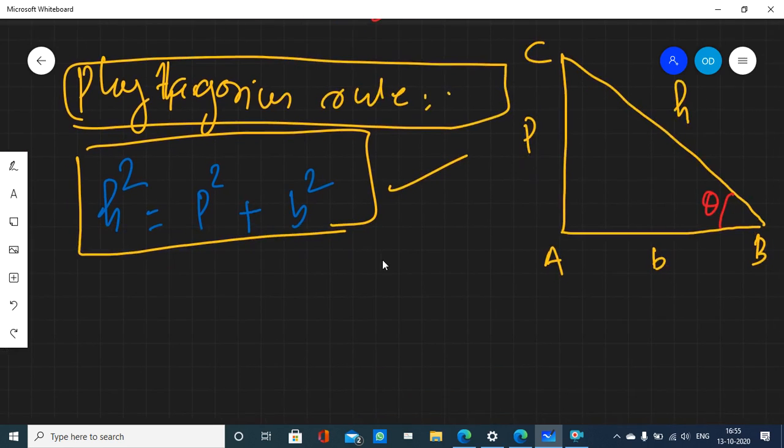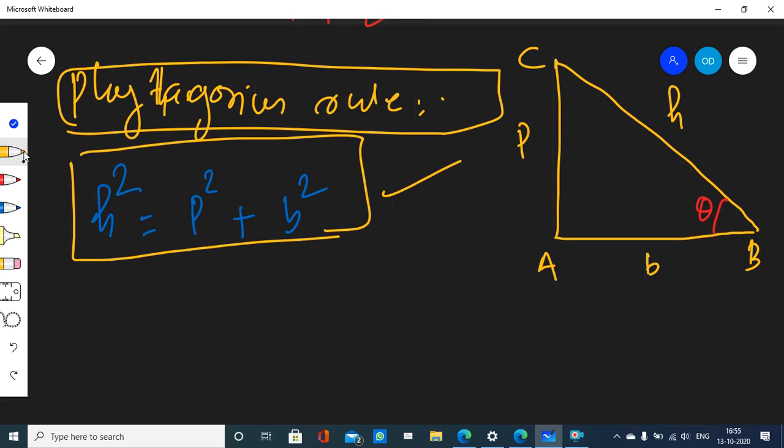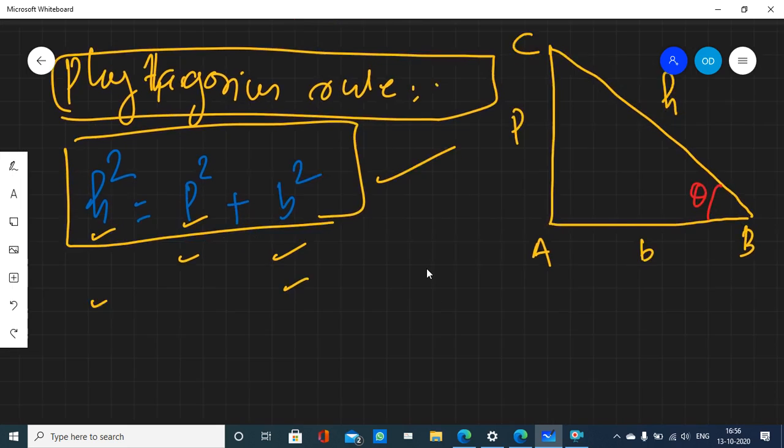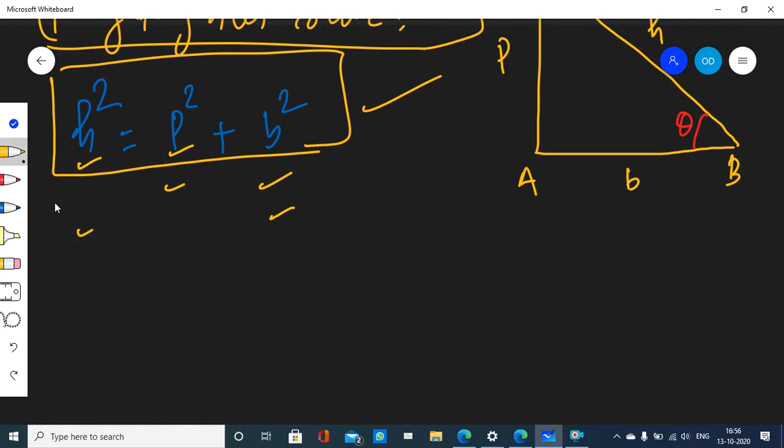Using this rule, if we know the values of h and p, we can easily find b. If we know p and b, we can easily find h. If we know h and b, we can find p. It is very easy, right? And a couple of Pythagorean triplets that you also learned in high school.